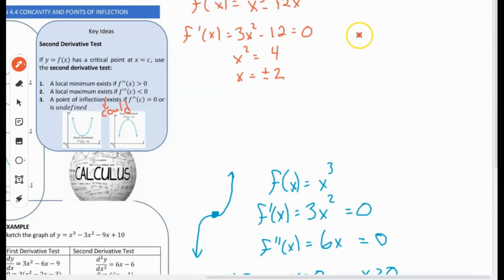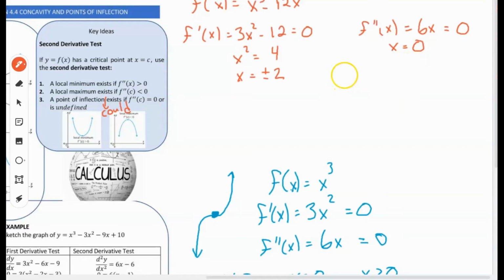Alright, well let's do our second derivative test here. We're going to find the second derivative, which in this case would be 6x. Then we're going to do the test for any points of inflection by setting that equal to 0. And we get x equal to 0. So we could have a point of inflection there, but we need to test that.